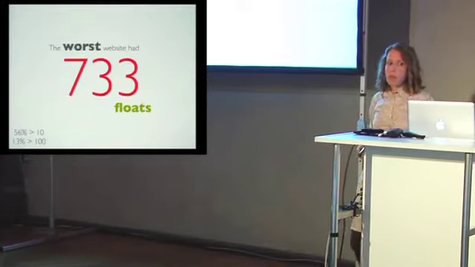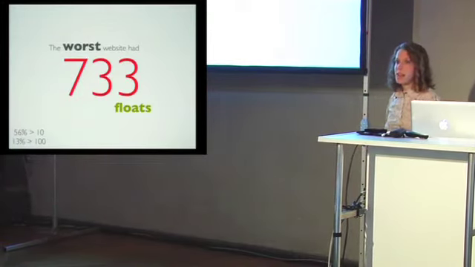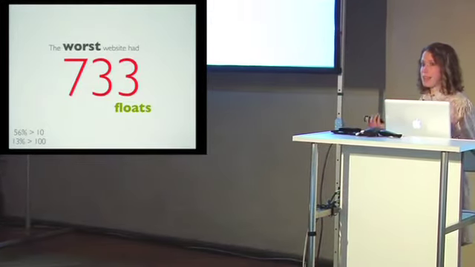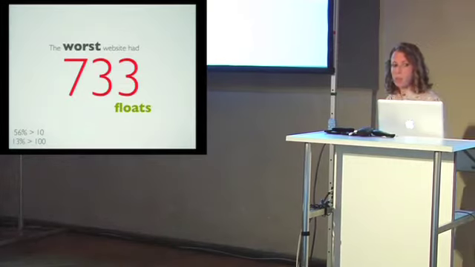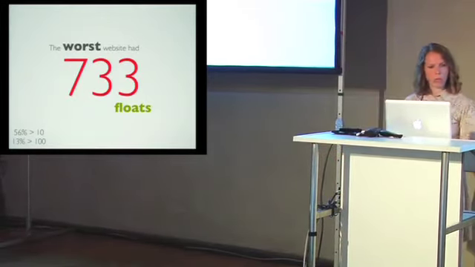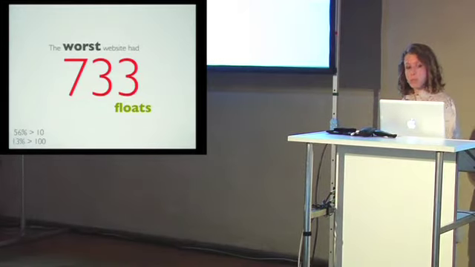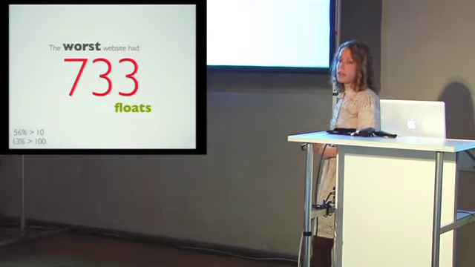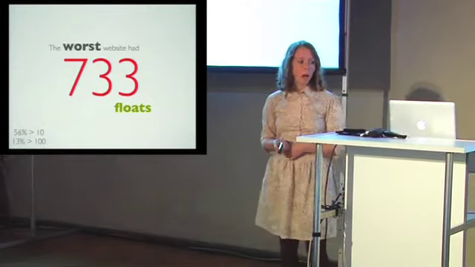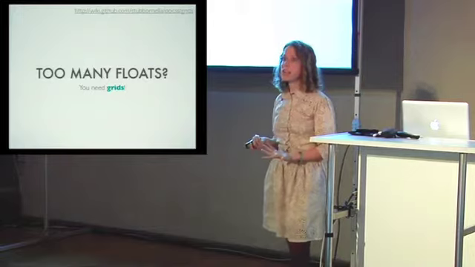So of the Alexa Top 1000, we found the worst site had 733 floated elements. That's absolutely gigantic. But 14% had greater than 100, and 56% had greater than 10 elements. So that's pretty broken. What does it mean if you find that you have too many floats?